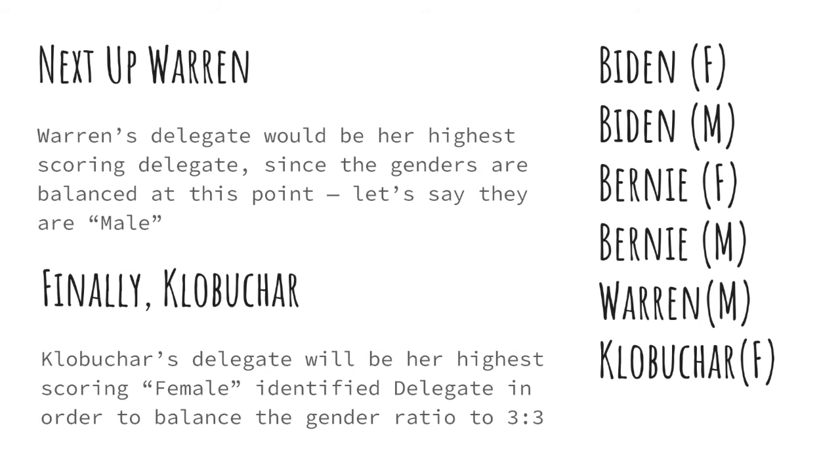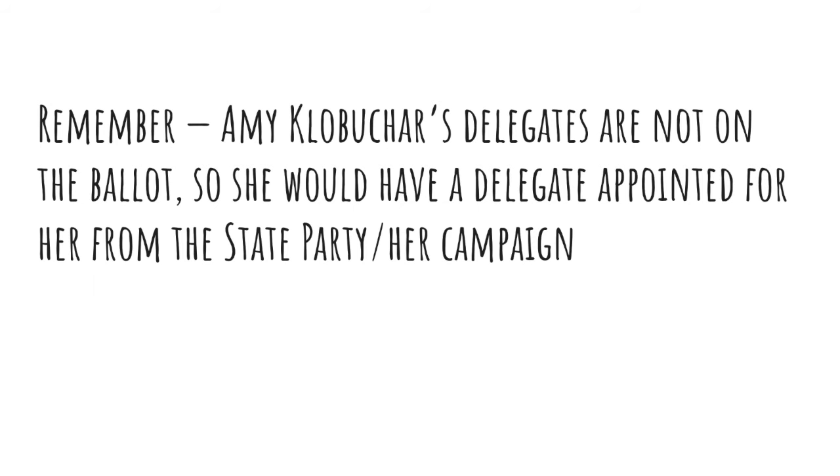Next, we get to Warren. So notice here we have 2 male and 2 females by the time we got to Warren's person. So Warren's person can be her highest scoring delegate. Let's say that person was male. The last delegate would be Amy Klobuchar's delegate, and that must be the highest scoring female identified, because then we would get to the balance, the gender ratio, 3-3. It's important to note, Amy Klobuchar's delegates are not on the ballot, so she would have a delegate appointed to her from the state party in her campaign.